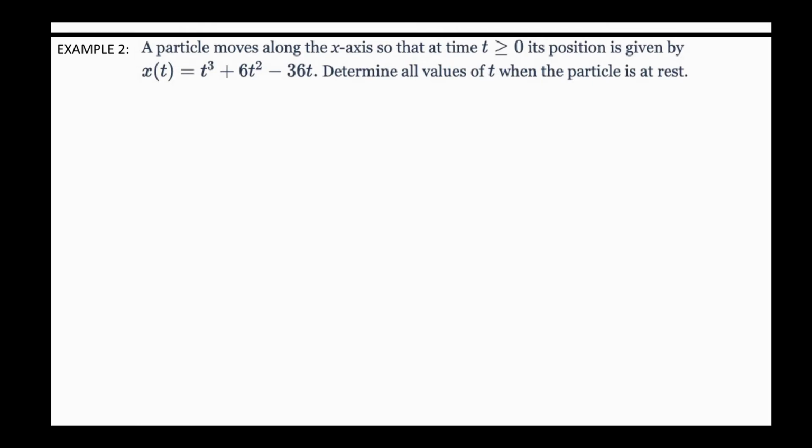All right, so example number 2, a particle moves along the x-axis, positive, so that time is positive. All right, that sounds familiar. Position is given by here, so we've got the position. What do we need to find? What are they asking us to find?